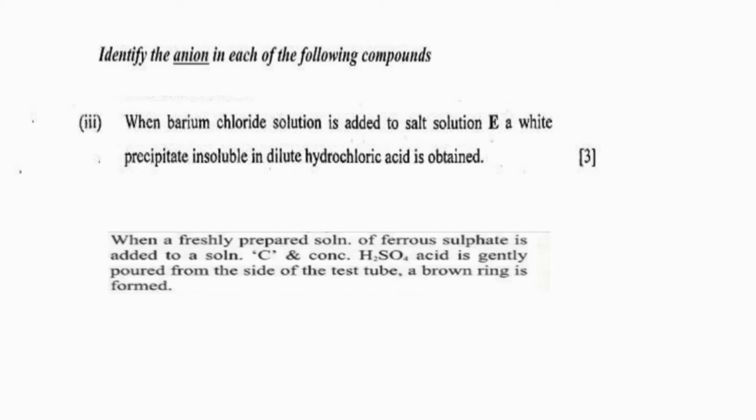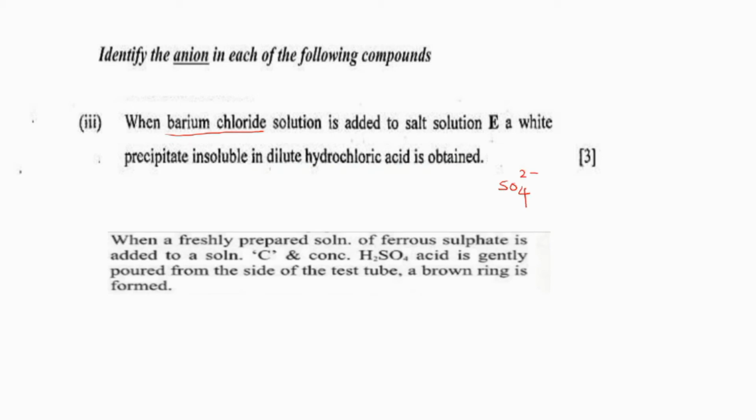Now see the questions. All these are board questions, read and find out. Identify the anion in each of the following compounds. Barium chloride solution is added to a salt solution E. A white precipitate insoluble in dilute hydrochloric acid is obtained. So, which anion is present in that? We know that whenever barium chloride is added, that is mainly used for testing the presence of sulfate ion, SO4 2- ion. Got it?